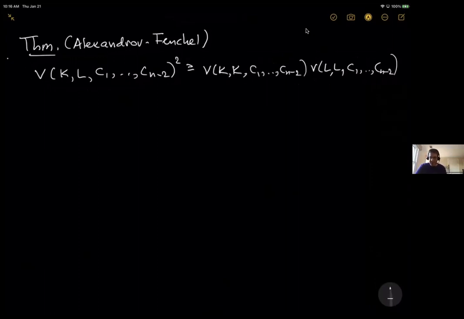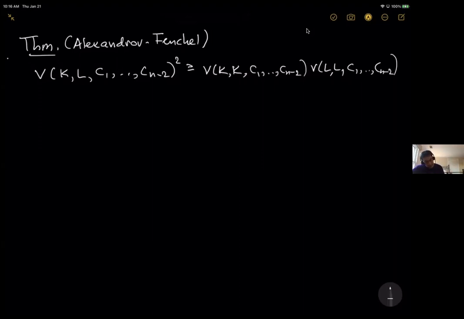If you look in Bohl's paper, he calls this the Fenchel inequality, and Alexandrov is not mentioned. So there are many names that have been used in the literature, but for better or worse, this is the name that is being used nowadays, the Alexandrov-Fenchel inequality. The history is very interesting, and we can discuss it later. Okay, but here it is.